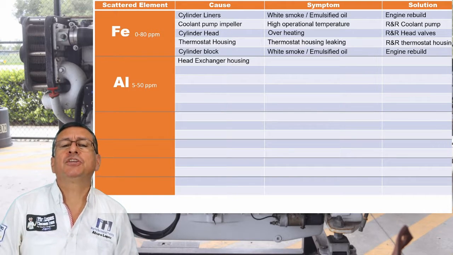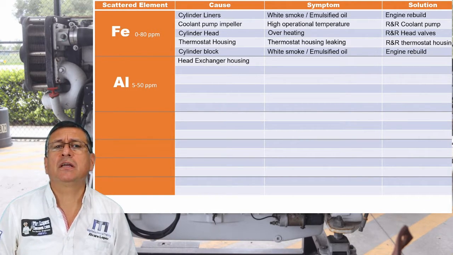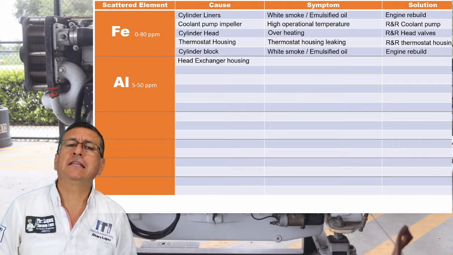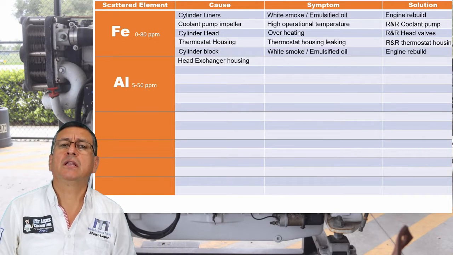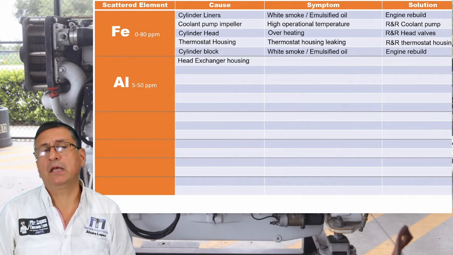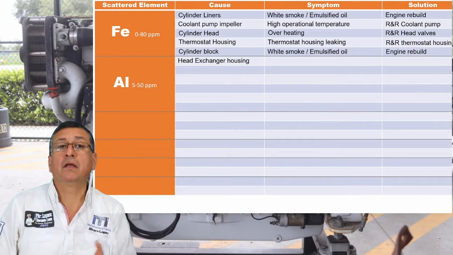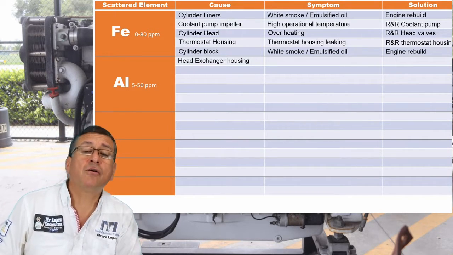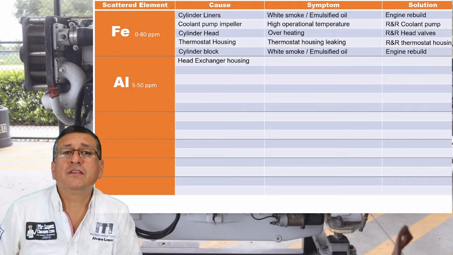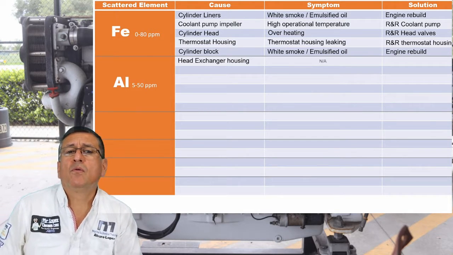The heat exchanger housing in some engines is aluminum. I showed you that in previous videos. Probably that housing has a problem. In that particular case, if it's the housing of the heat exchanger, what is the symptom?